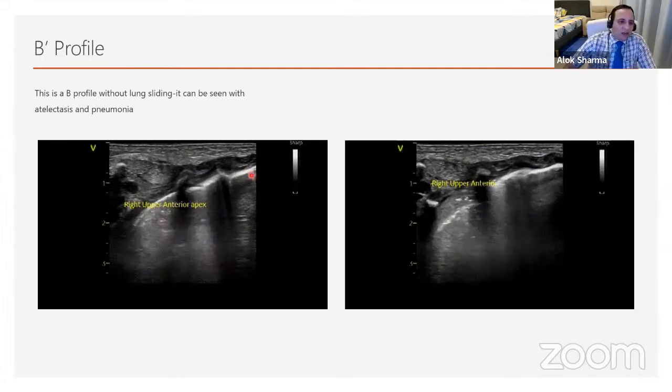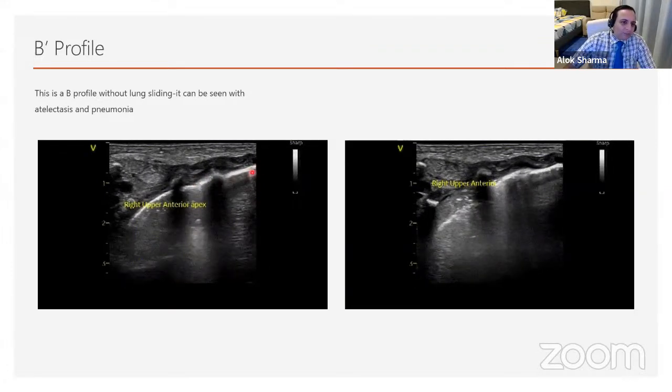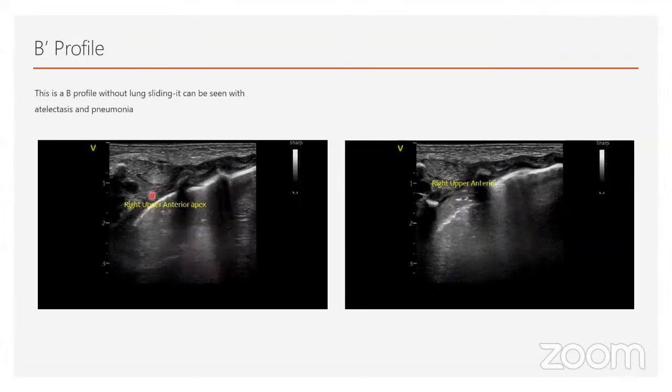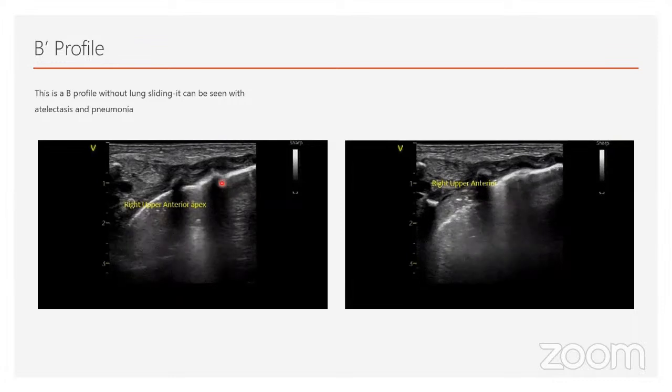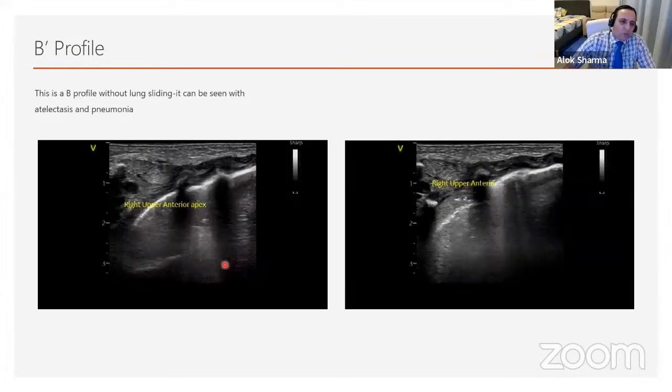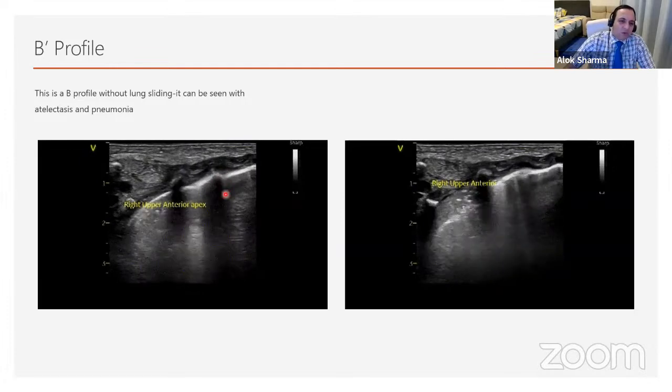So are you happy there's lung sliding over here? Can you see those lines move? Yeah. So the B lines. The B lines, yep. No, comet tail is probably. Yep. So those are comet tails. Yeah. My gut feeling is this would probably have been a B line if I was a little bit more sure.